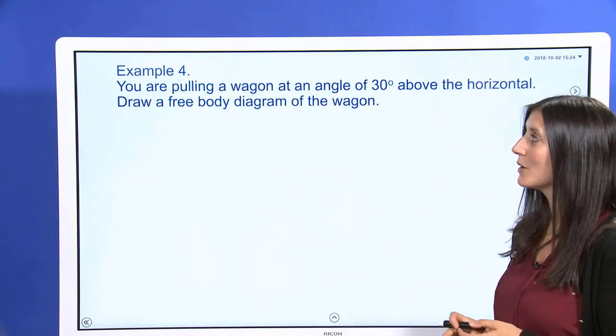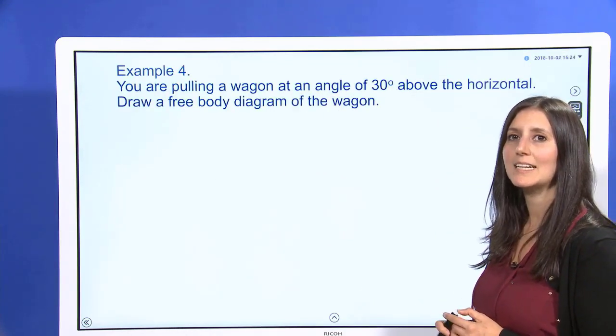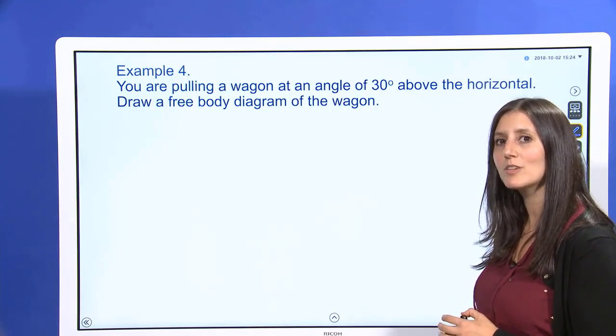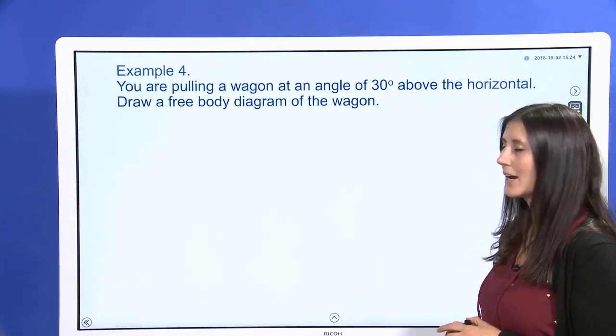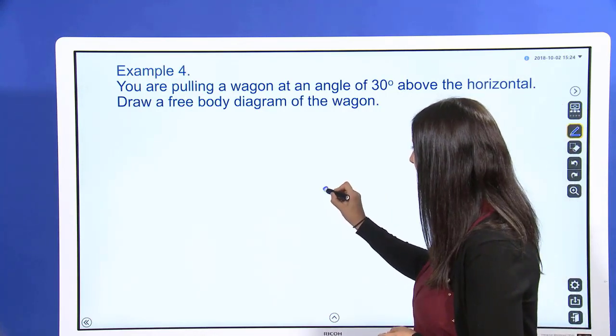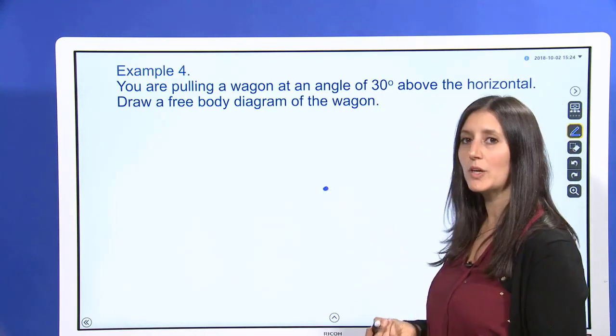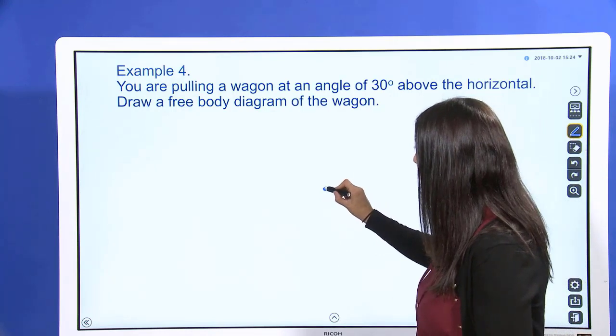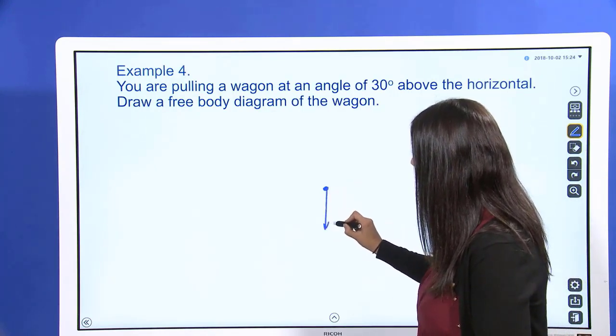Next example, you are pulling a wagon at an angle of 30 degrees above the horizontal. Draw a free body diagram of the wagon. Okay, so again, our wagon is represented by just a dot. We always have a force of gravity, and it points straight down every time.